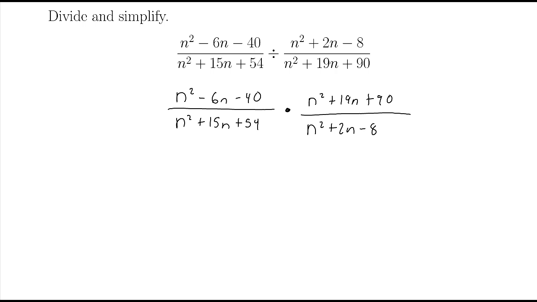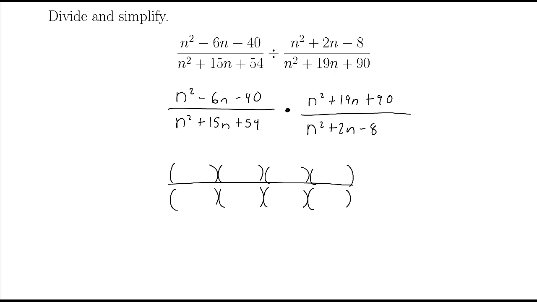Okay, so now this is just a multiplication problem. So I'm going to end up with one big fraction with a bunch of parentheses here. I'm just going to go ahead and put some blanks so I can fill in the blanks as I go. Okay, and so I'm going to focus on one quadratic expression at a time. So n squared minus 6n minus 40.